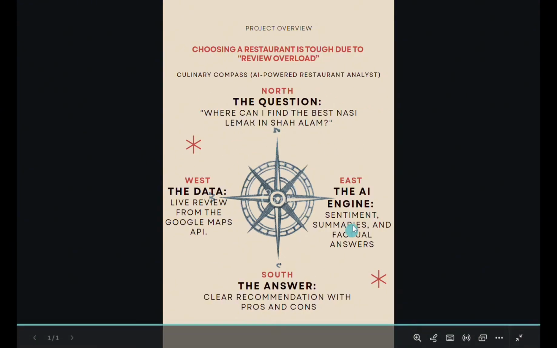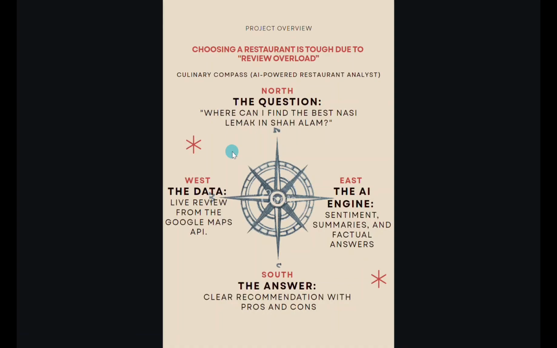It's a 3-step journey. Step 1, the live data. Culinary Compass starts by fetching live, up-to-the-minute reviews directly from Google Maps Places API. This isn't a static data set, it's what people are saying right now. And step 2, the AI engine.